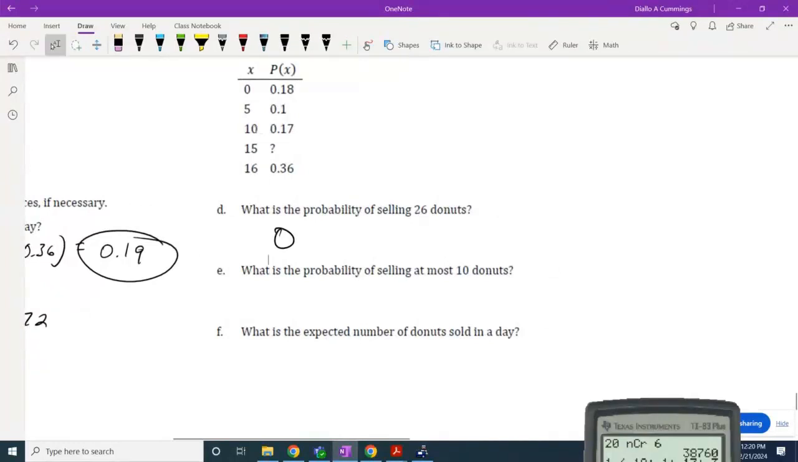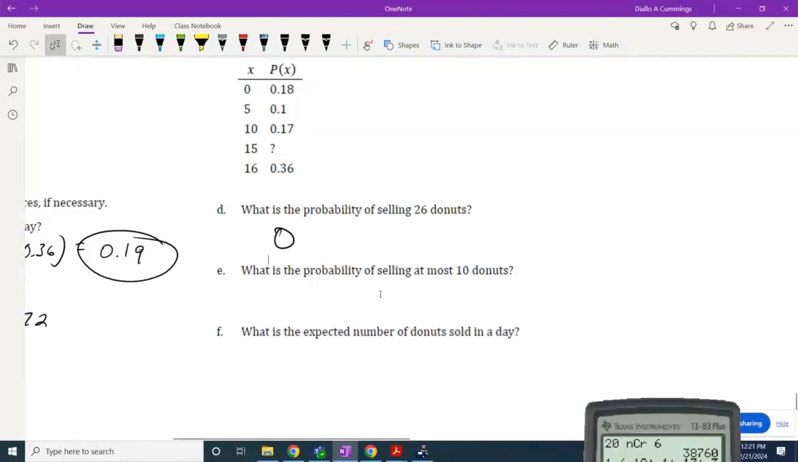Now, I had somebody in a previous class ask, they said, well, you got 10 and 16. Could you add those two together? The answer to that is no. Because if you were to add 10 and 16 together, and put that in this probability distribution and add all these probabilities up, it would be greater than 1. So you don't want to add up these random variables. Since there is no probability of selling 26 donuts, that probability is 0. All right, so don't add the random variables.